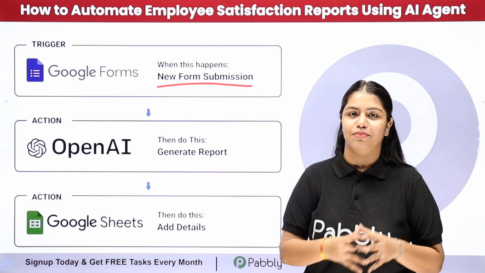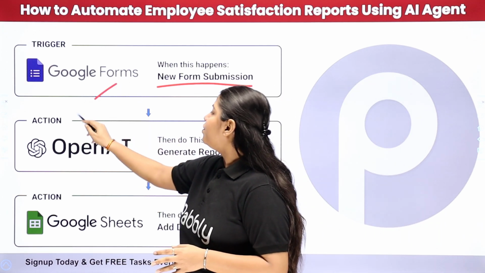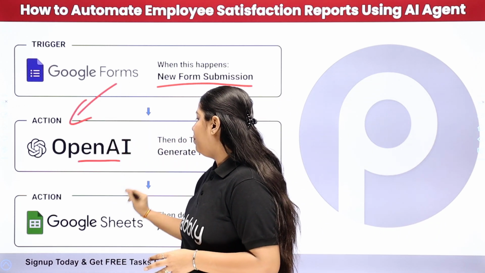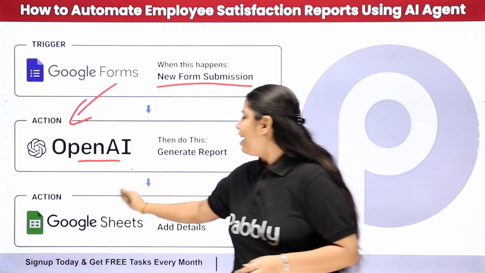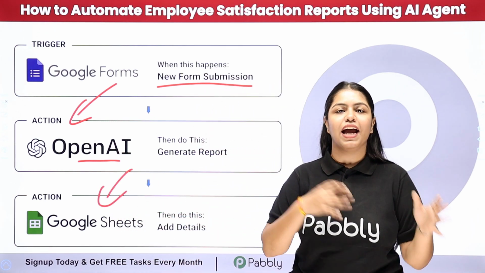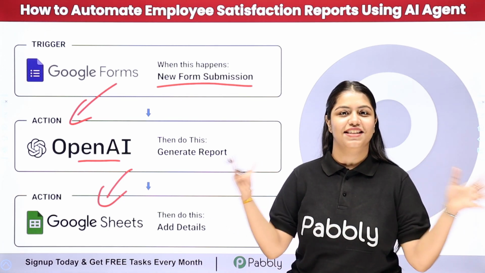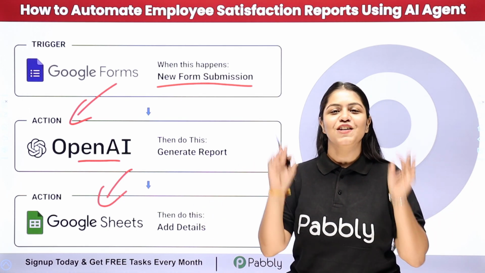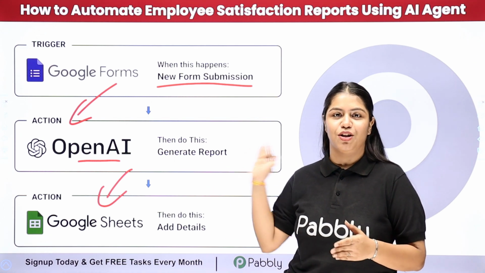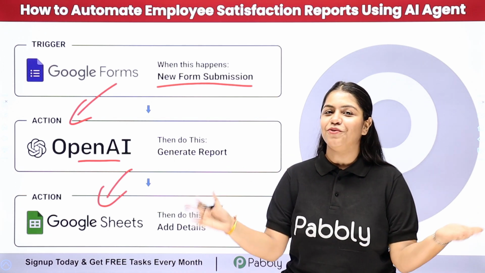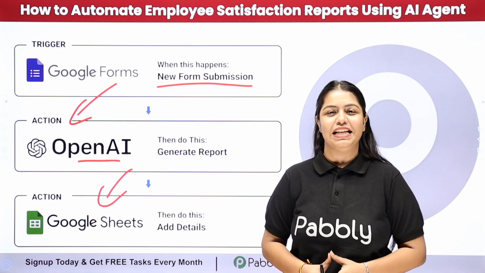So to do this, we are simply going to create a connection between Google Forms, my AI agent, which is OpenAI, and Google Sheets. And to create this connection without knowing any programming or coding language, we are going to use Pabbly Connect. It is an amazing automation software. So if you also want to create this amazing automation for your own business, then for that you have to come with me towards my screen.